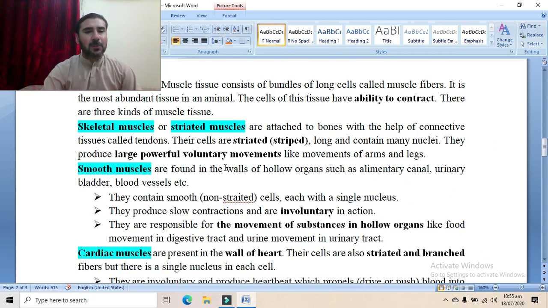They produce large, powerful voluntary movements like movements of arms and legs. Skeletal muscles produce large movements. For example, the movements of our legs. Our legs basically have skeletal muscles. Similarly, our arms have skeletal muscles, and these muscles produce large movements. And at the same time, they produce voluntary movements, those movements which are under our control, according to our will. So skeletal muscles produce large movements as well as voluntary, intentional movements.